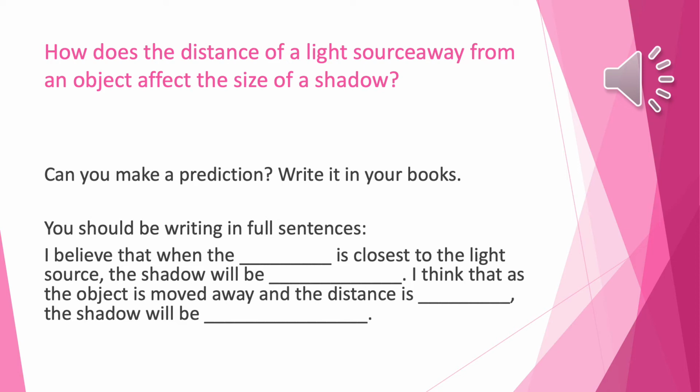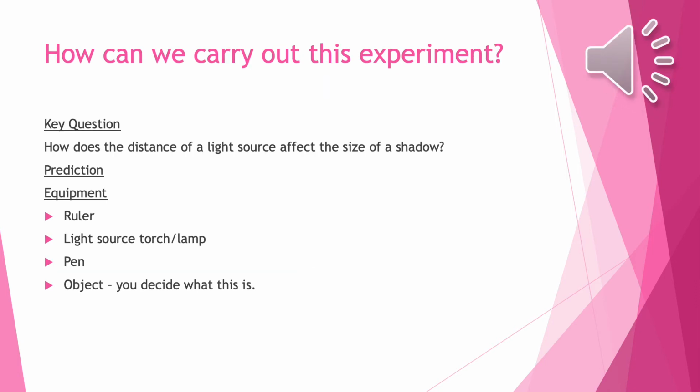I think as the object is moved away and the distance is further, the shadow will be either, you need to decide, bigger or smaller. And then we're going to get some evidence, investigate this, and get some actual data, some numbers, some measurements that will prove our theory. What we need to be thinking about is how we can carry out this experiment. So this is going to be written up like a proper experiment.